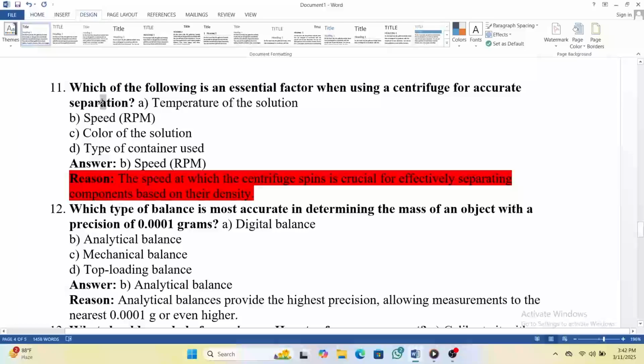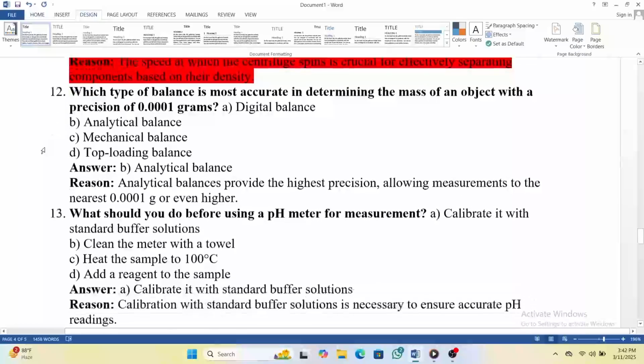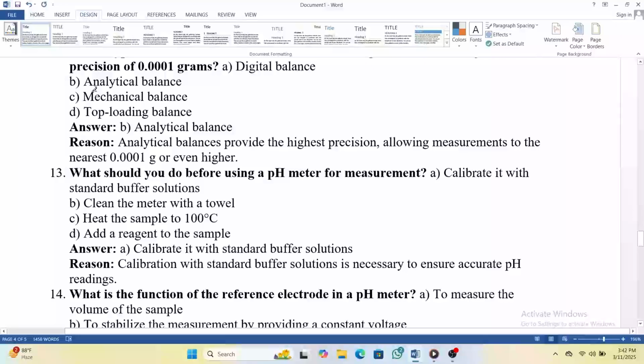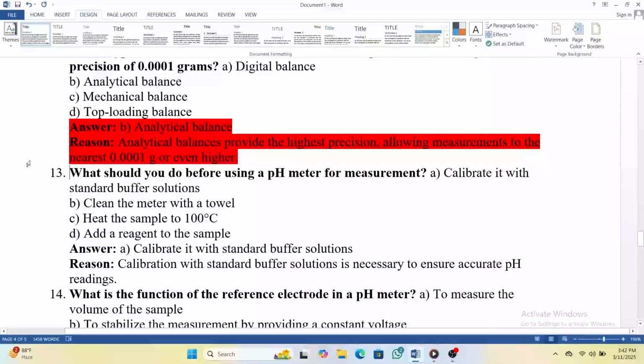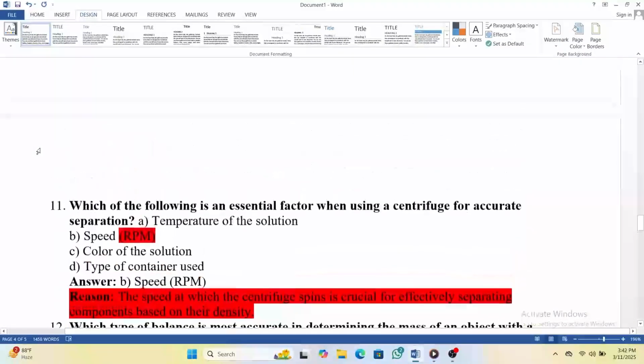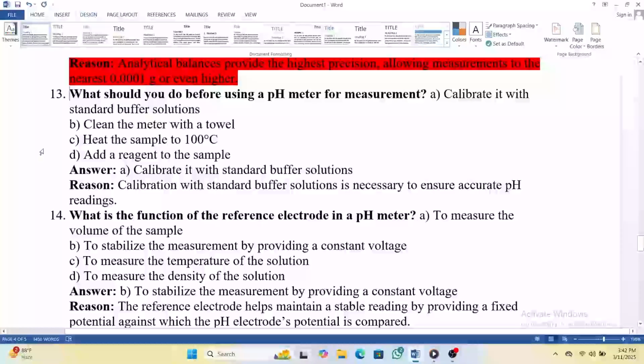12. Which type of balance is most accurate in determining the mass of an object with a precision of 0.0001 grams? A. Digital balance. B. Analytical balance. C. Mechanical balance. D. Top loading balance. Answer: B. Analytical balance. Reason: analytical balances provide the highest precision, allowing measurements to the nearest 0.0001 g or even higher.